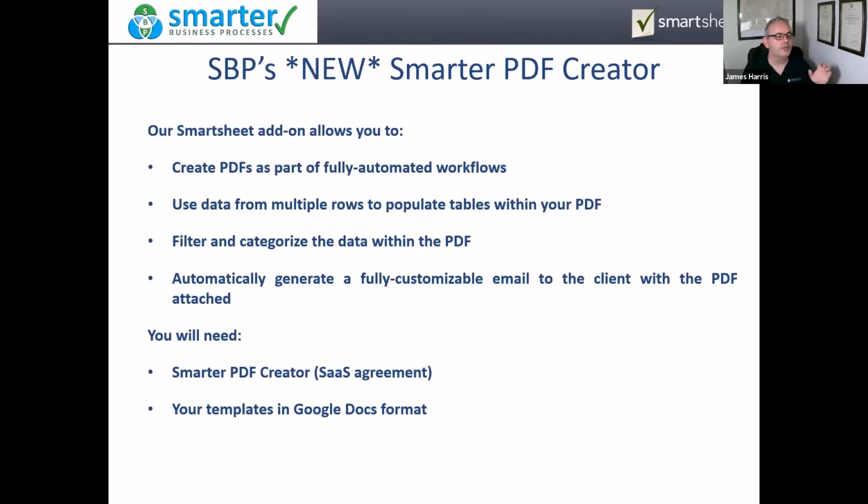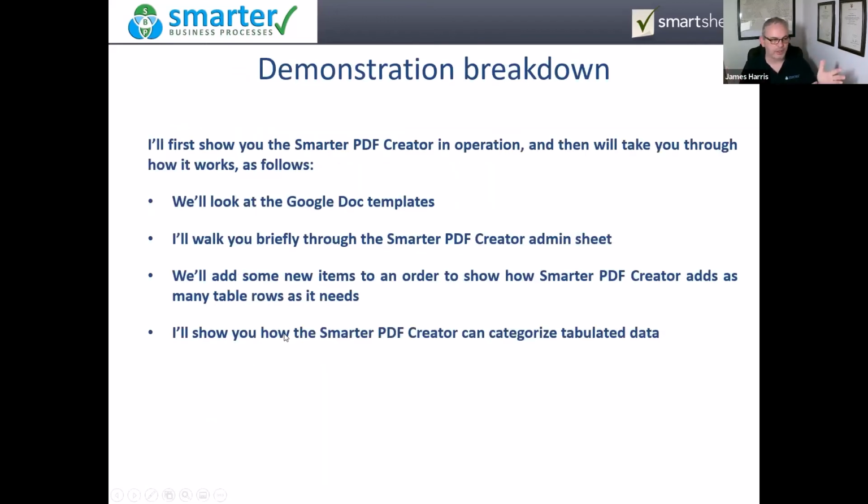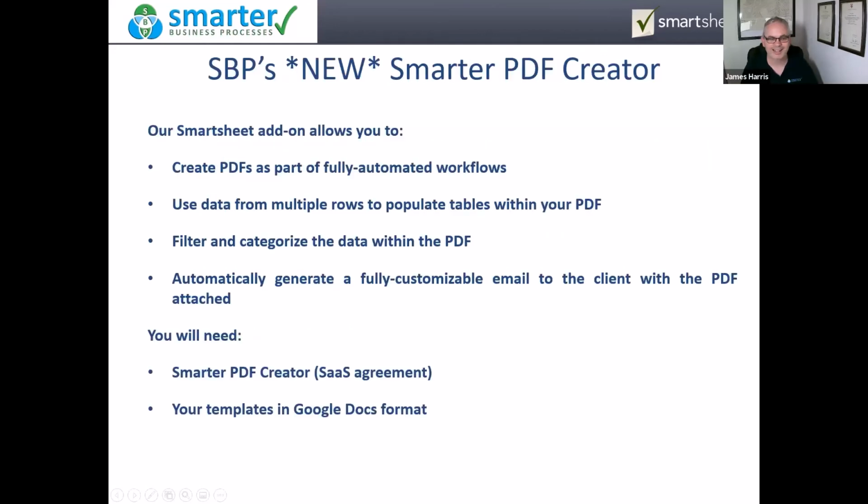So what you'll need is obviously a license for the Smarter PDF Creator, which is a software as a service type affair. So it's paid monthly or annually to us to use the software that runs on our servers. And other than that, all you need is the ability to create a template in Google Docs, which, obviously, as Debbie did, you can create in Word and then convert to Google Docs. And obviously that's free.